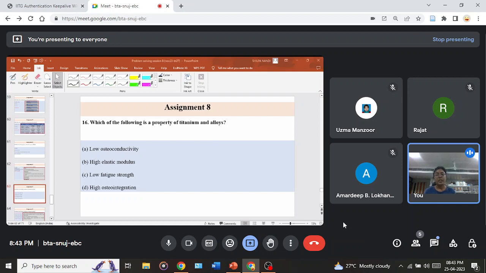So, property of titanium and alloys. Does it have low osteoconductivity? Does it have high elastic modulus, low fatigue strength, or high osseointegration? So as Amardeep is saying, C, low fatigue strength. Do you really think that is true for titanium and alloys? Does it have low fatigue strength, or is it false? Shouldn't it be high fatigue strength?